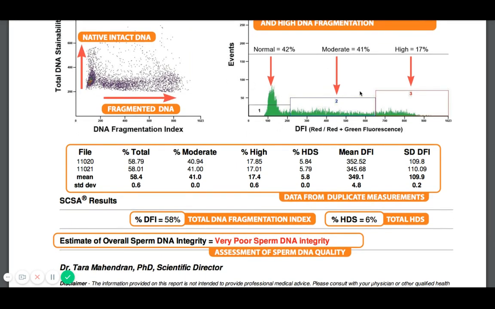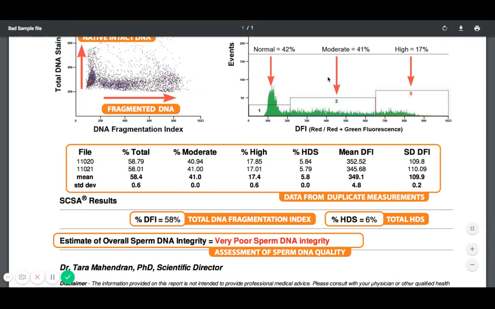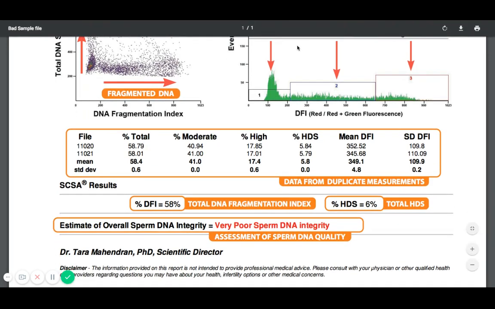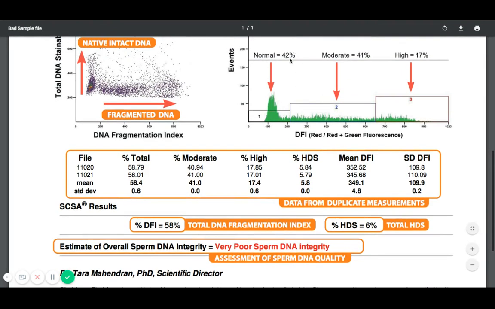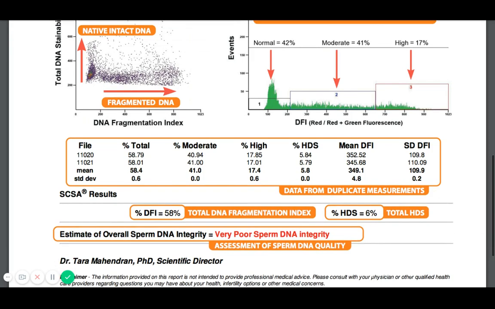The second graph is a histogram which splits the total fragmentation into moderate and high levels of fragmentation. As you can see, 42% of the cells in this sample have normal double intact DNA, while 41% of the cells have moderate levels of fragmentation, and the remaining 17% of cells have very high levels of fragmentation.